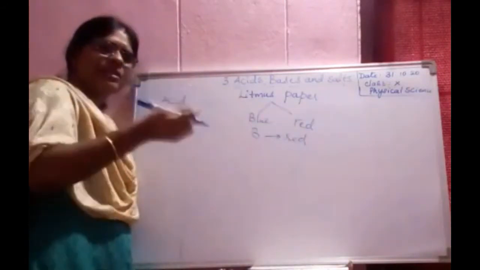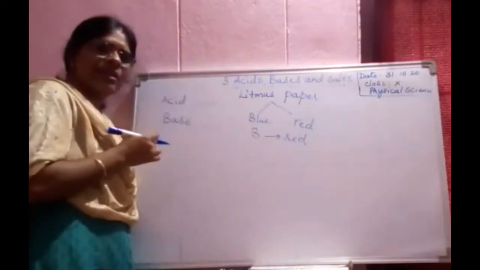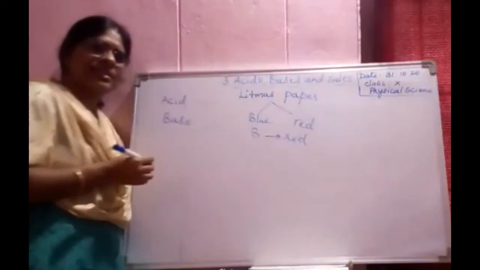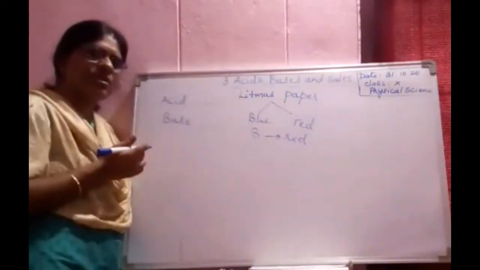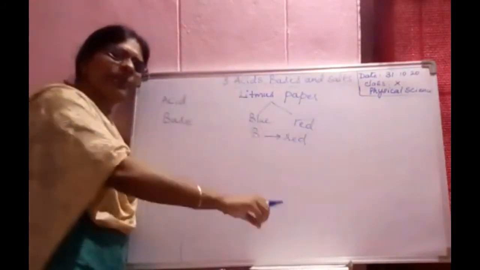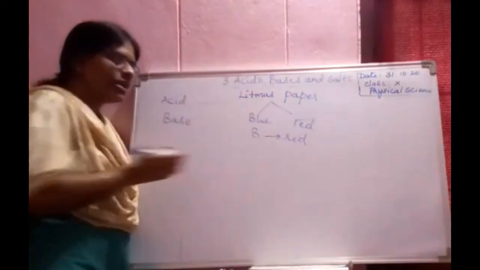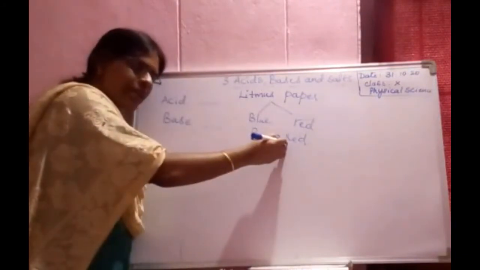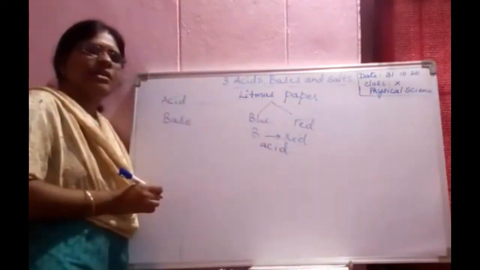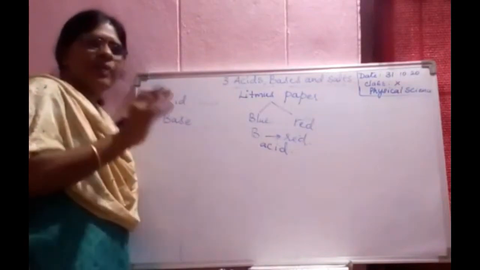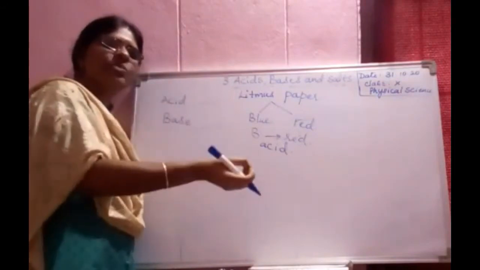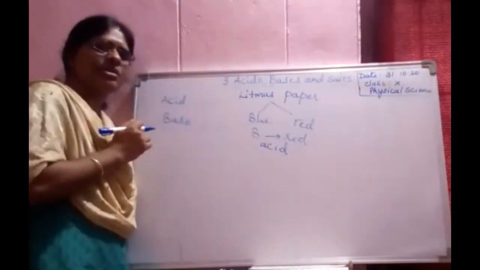Suppose a solution of an acid is given, hydrochloric acid, let us assume. I have asked you to test whether it is an acid or a base. What will you do? You will take the blue litmus paper and dip it in the acid. If it turns red, we will say it is an acid. Always, acids will change blue litmus to red.